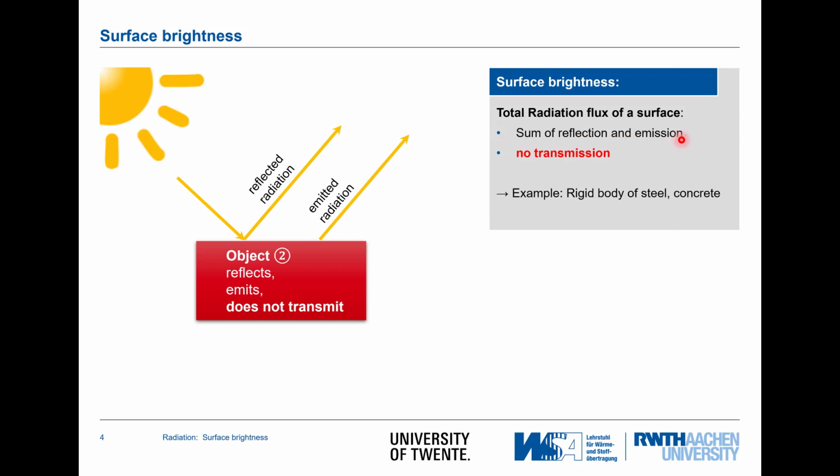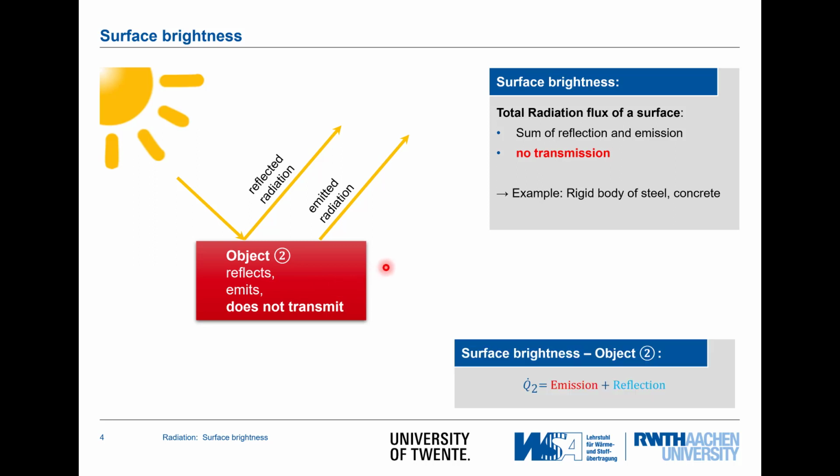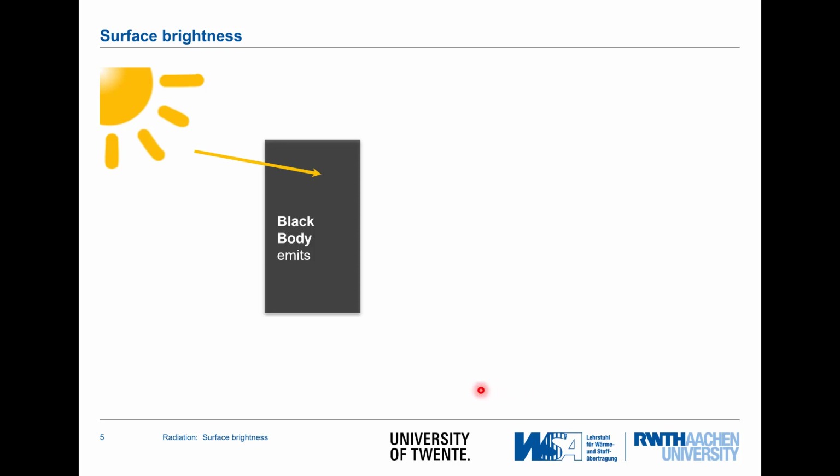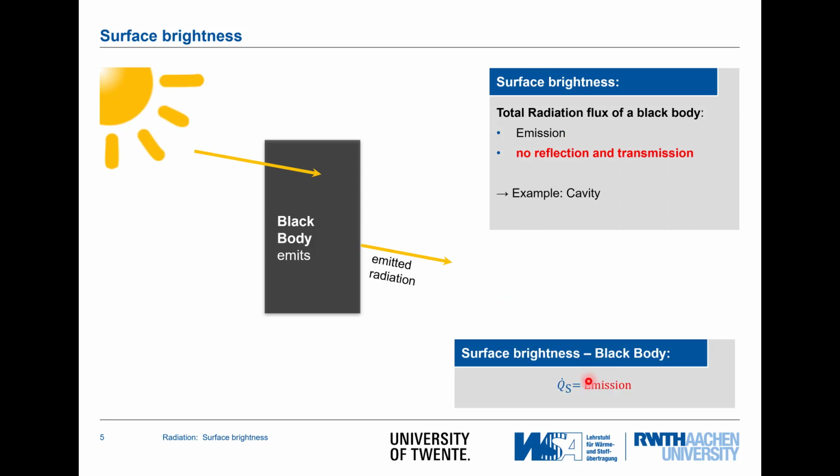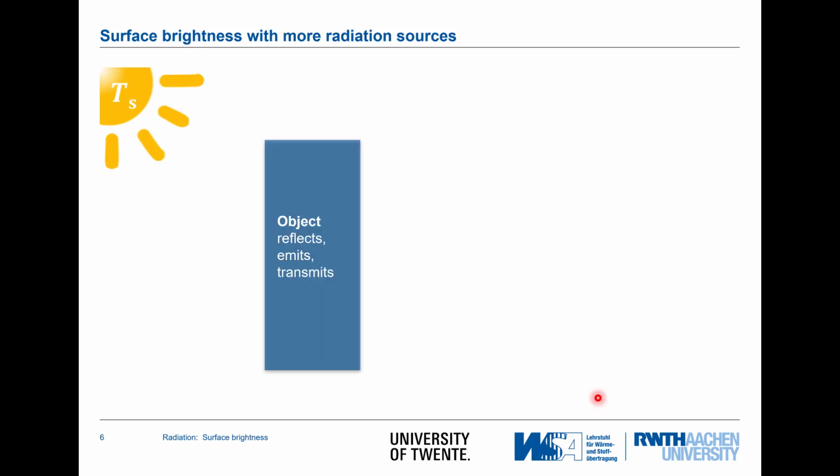Again, the sum of reflection and emission make the surface brightness. The example could be a rigid body of steel or concrete or wood, and the surface brightness then is just composed of two entries, that's emission and reflection. If we take a black body, there would be no transmission, no reflection, just pure emission. In this case, that could be a cavity, the surface brightness is just the emission.